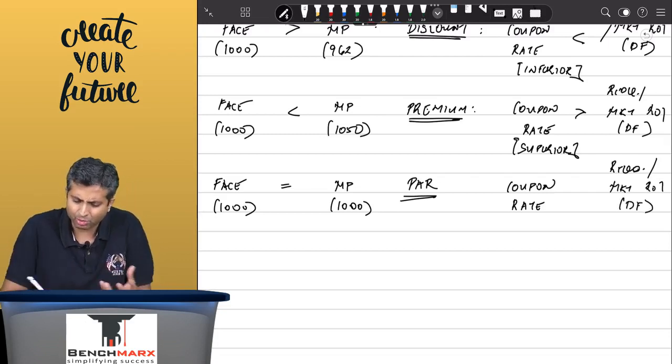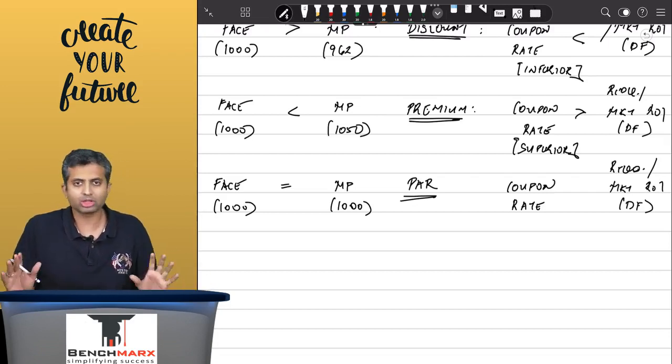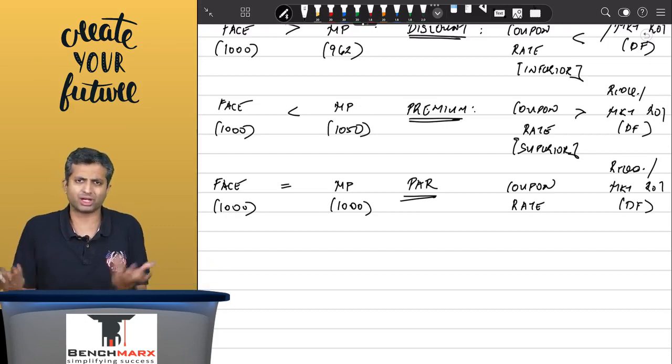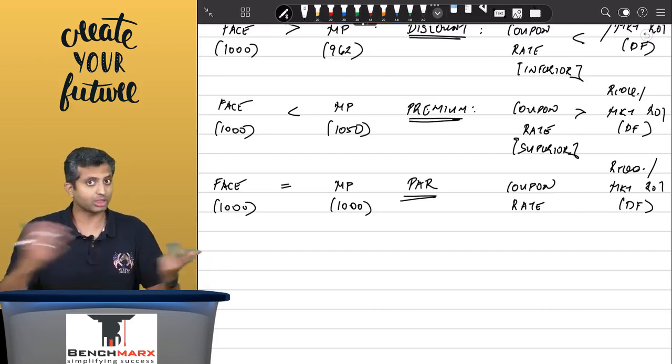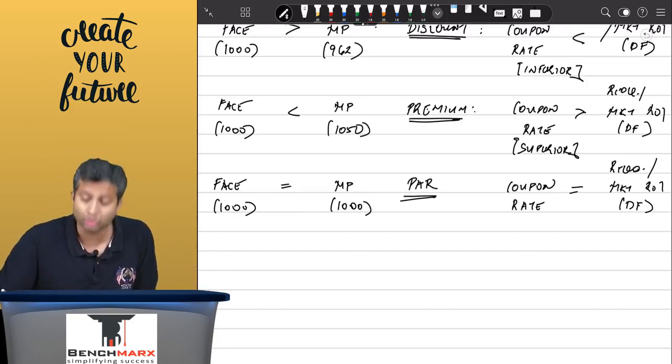This is like a par value bond, or I would say it's like a normal bond where you want, let us say, 10% return. The bond's coupon is 10%, so you will say, perfect, I don't need anything else. I'm not going to ask for a discount. I'm not even going to pay you a premium. It's a 1000 rupee instrument. I'll pay you 1000 rupees. So these two are equal.